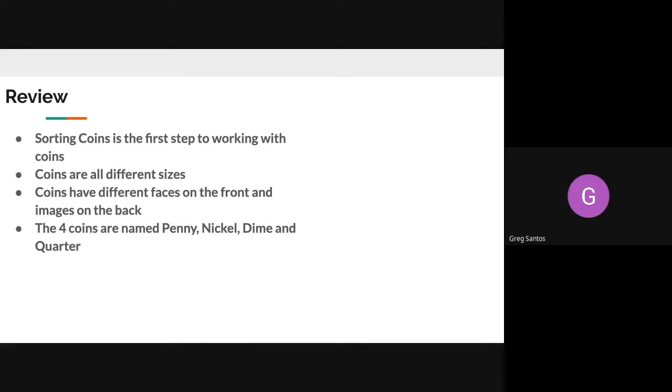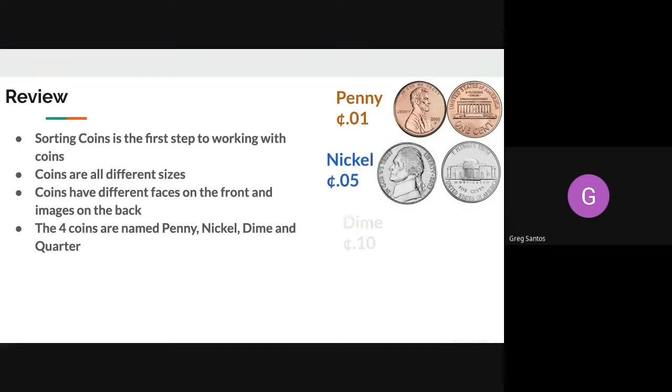So the first step to working with coins is sorting them into similar piles, and you can do this by their sizes. The different faces on the coins is a way to tell them apart. And remember, the 4 coins are named penny, nickel, dime, and quarter. So here they are on the right.